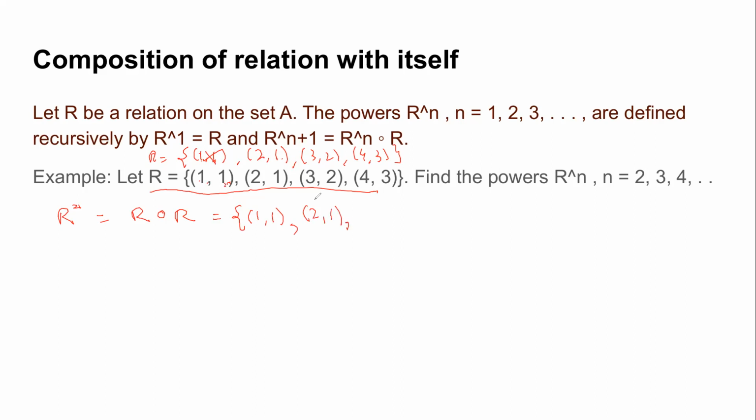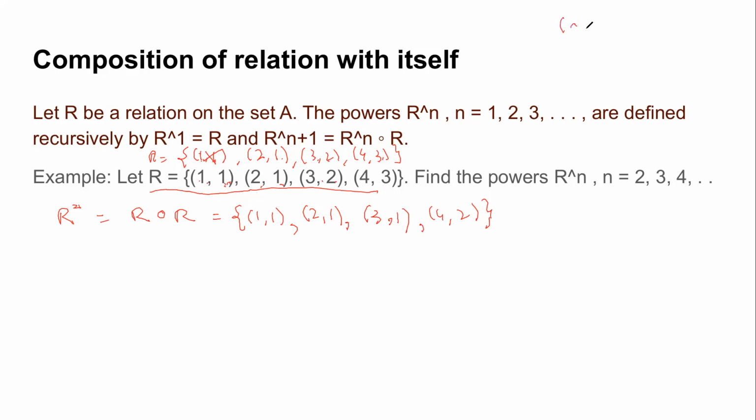Similarly, repeat for others like 3, 2, and then you have 2, 1, right? So that means 3, 1 is also possible. I have 4, 3, 3, 2, so 4, 2 is also possible. Any other pairs? 1, 1, 2, 1, 3, 1, 4, 2. Is it clear how to take them? You just have to take the transitive pairs.